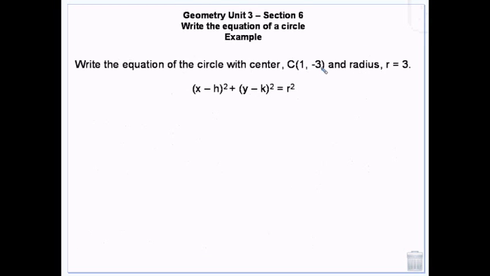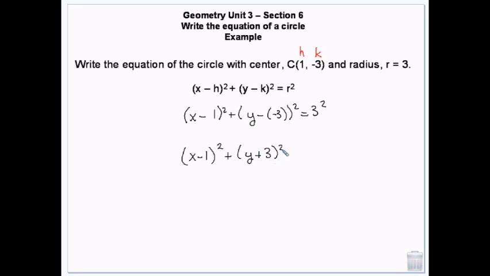Again, if we're given a center and a radius, this is h, this is k. So I'm going to plug those numbers in. (x minus h), (y minus k) squared equals radius squared. I don't have to do anything to this, so it's just x minus 1 squared. Minus a negative, so that becomes y plus 3 squared, and then 3 squared is 9.